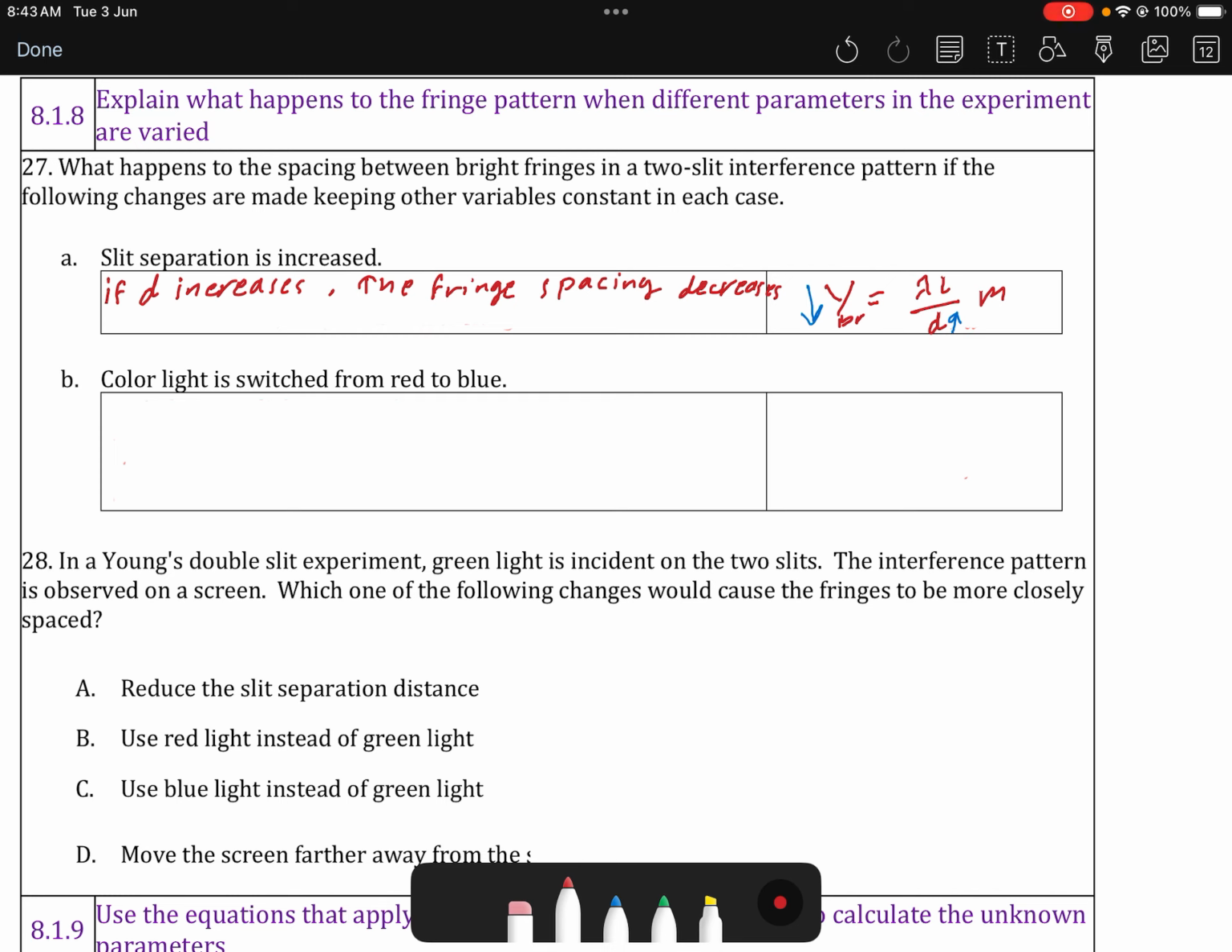Okay, the color is switched from red to blue. So let's look at the same formula. Y bright equals lambda L over D times m. The blue light has lower wavelength, so we will have lower fringe spacing.